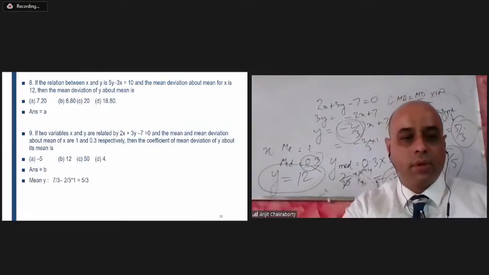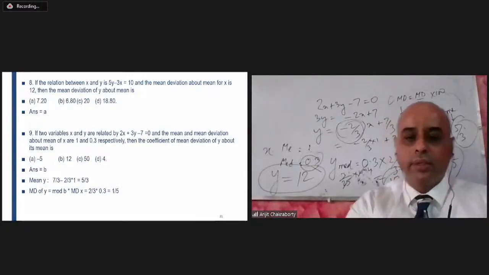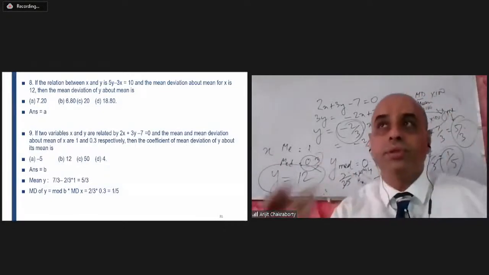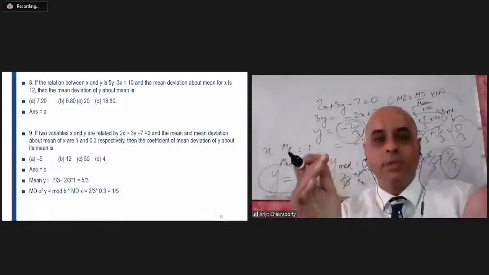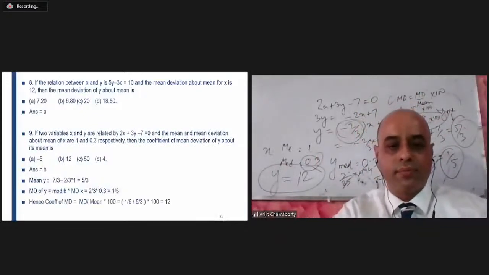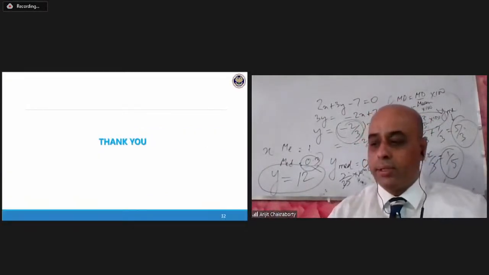Yeah, so we have solved it out, and we have got the mean deviation of y, that is 1 by 5, and then the formula for the coefficient of mean deviation is MD, that is mean deviation, divided by mean into 100. That gives us 12. Fine, so that brings us to the end of the session.